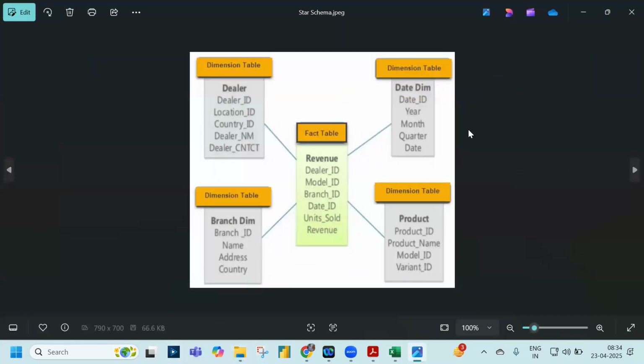Now, I think you can easily understand the schema design. Now, you know what a dimension table and a fact table are, right? Fact table contains what?